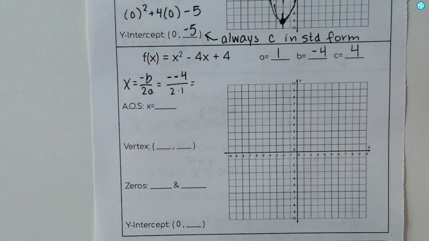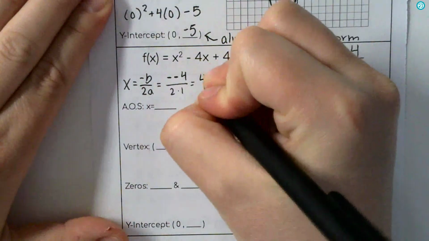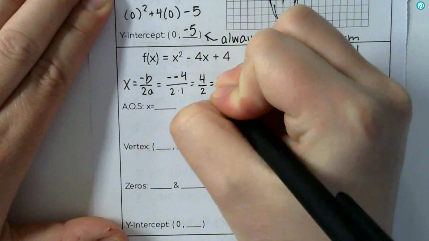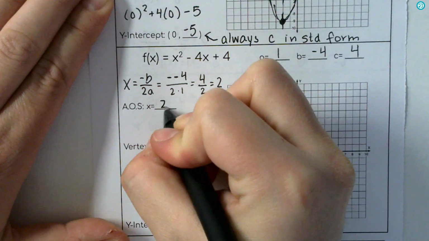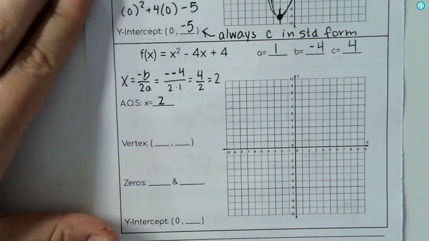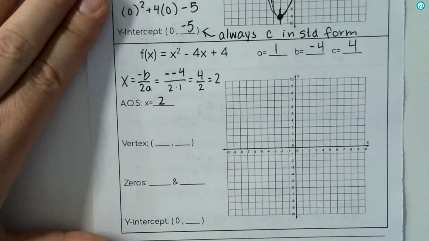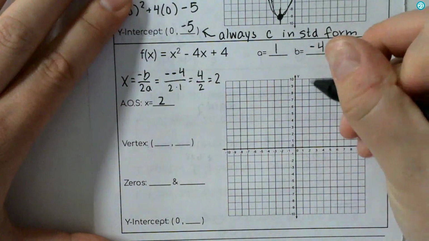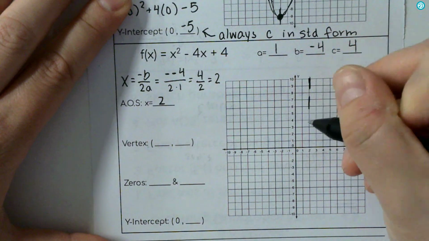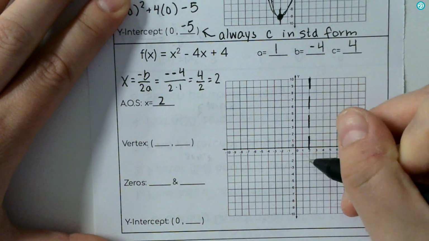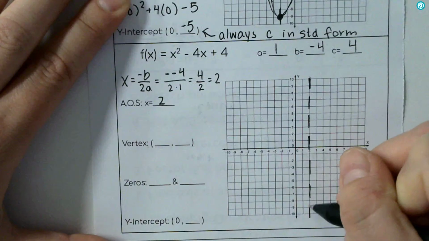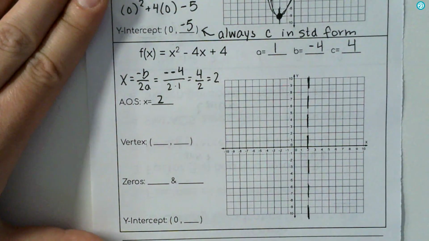Negative negative 4 is positive 4. So I've got 4 over 2. And 4 divided by 2 is just 2. So this one has an axis of symmetry at 2. I'm going to go ahead and sketch that in, because I know that's where the middle of my graph is going to be.